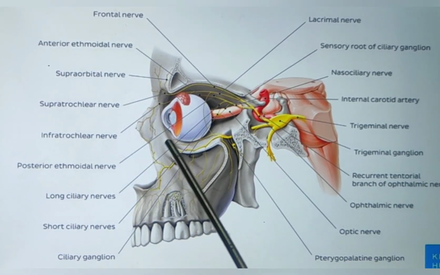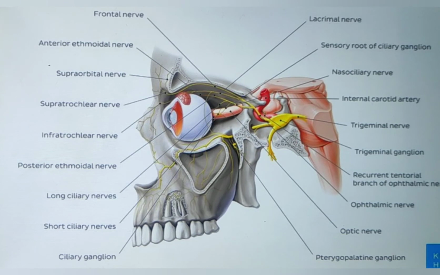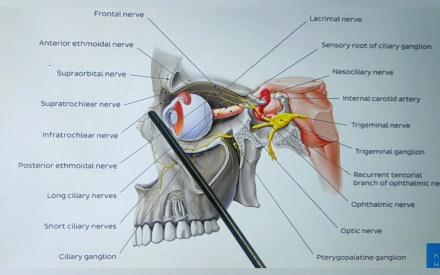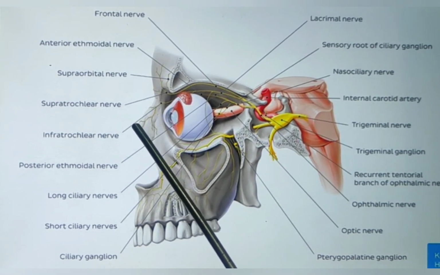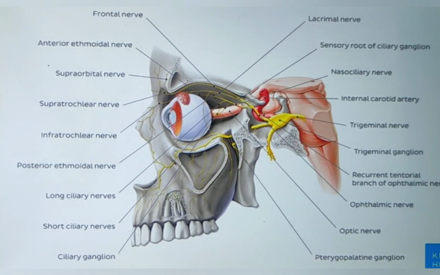Then this nasociliary nerve moves forward, giving out an infratrochlear branch. This infratrochlear branch supplies the skin of the lacrimal sac. And then at the end, this nasociliary branch gives many terminal branches to the nasal cavity, and these branches supply the mucous membrane lining the nasal cavity.